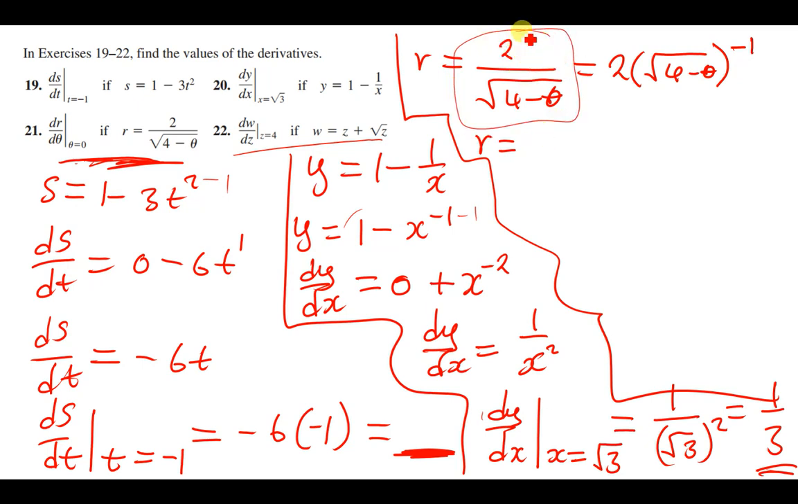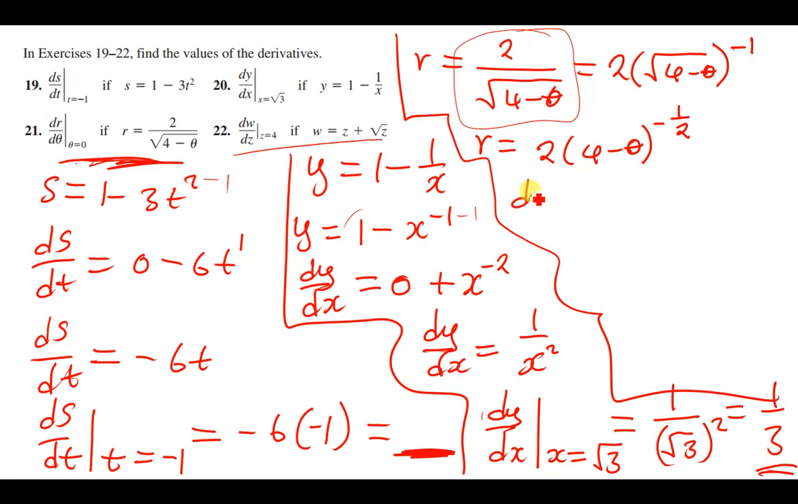You take your numerator as your u, and the denominator as your v. So you're going to have 2, and then open brackets, 4 minus theta, close the brackets, then negative half as the power, because anything that has been square rooted is the same as raising that expression to the power half. So that power half times the negative 1 outside there gives negative half. So we can now differentiate this.